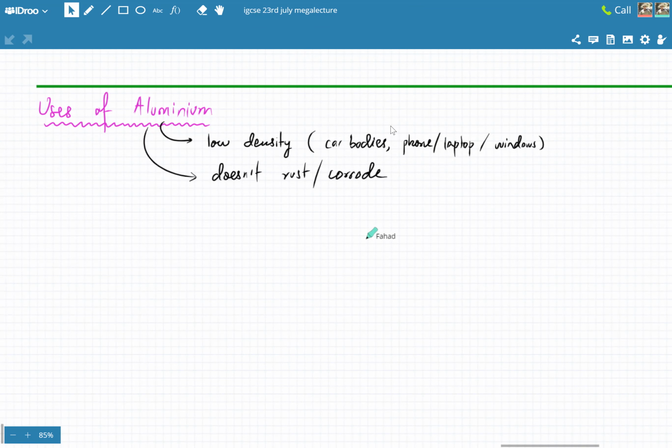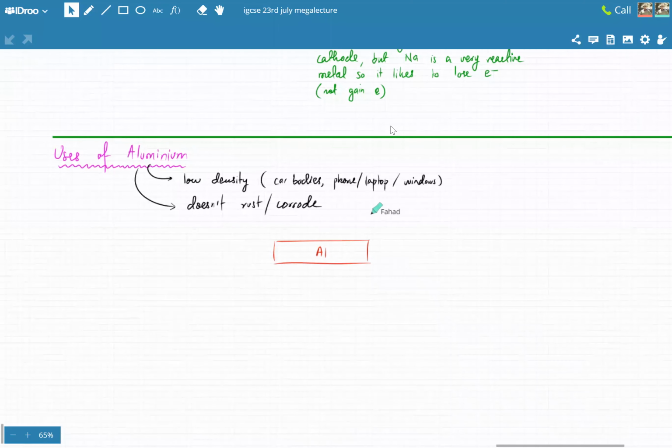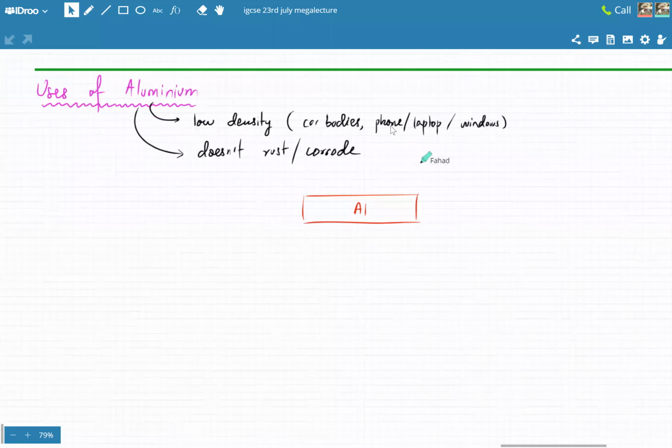We have discussed the reason in the reaction with water: why aluminium doesn't rust. If you have a piece of aluminium, just one second, let this appear. The board isn't loading. Okay, so if you have a piece of aluminium, it's going to react with, let's say, moisture and oxygen in the air. So aluminium would react. It's not that it doesn't react.